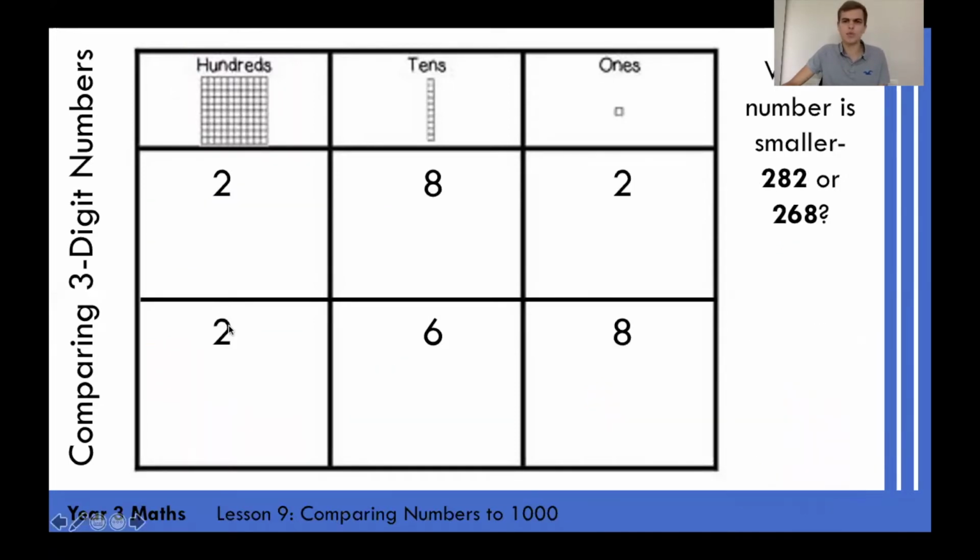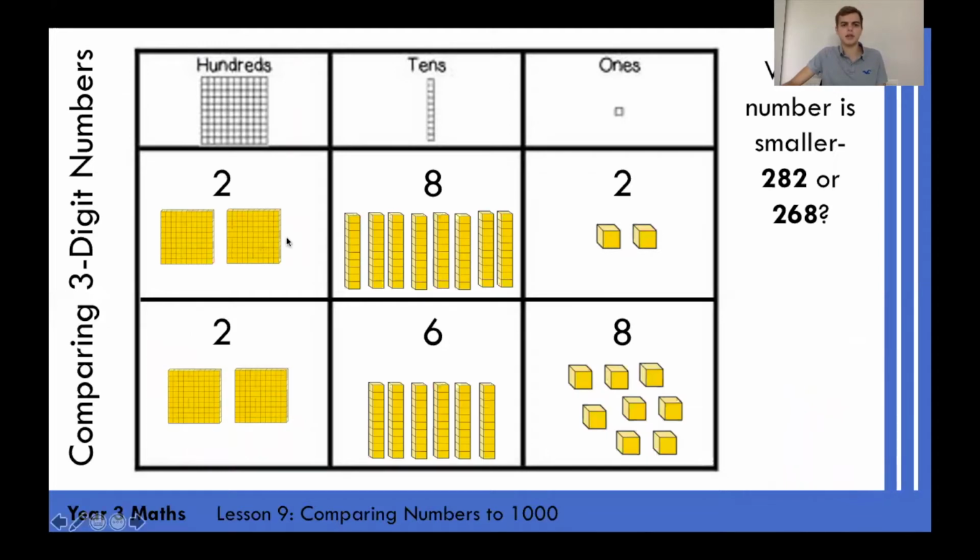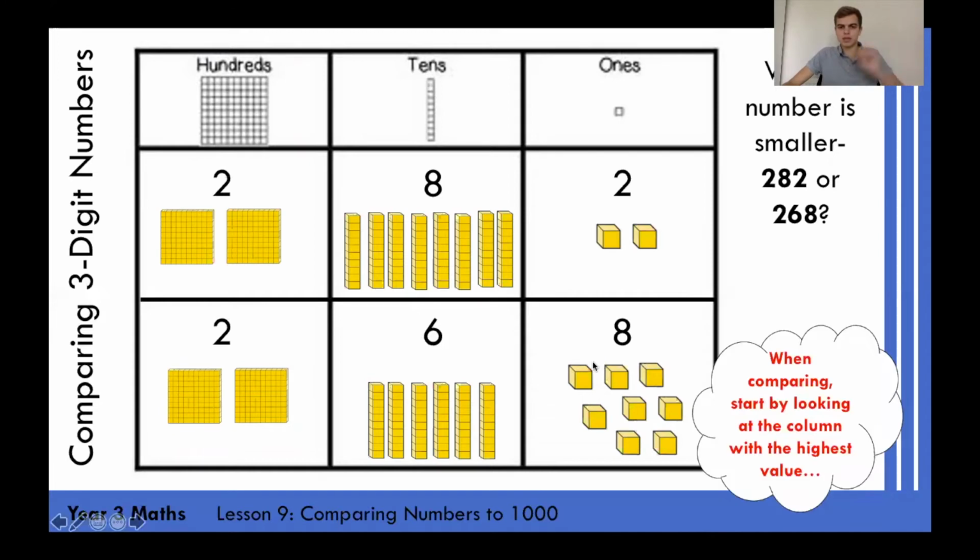Okay, let's have a look then. Which number is smaller? 282 or 268? First of all, I'm going to make my numbers out of Deans. Here we go. 2 hundreds, 8 tens and 2 ones in 282, 2 hundreds, 6 tens and 8 ones in 268. Fantastic. And I'm going to remember that top tip. When comparing, always start by looking at the column with the highest value. And you told me last time that that was the hundreds column. So I'm going to start with the hundreds column.